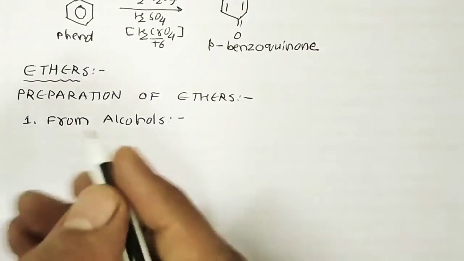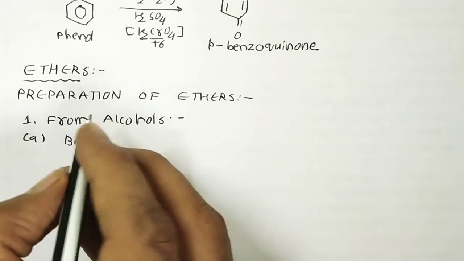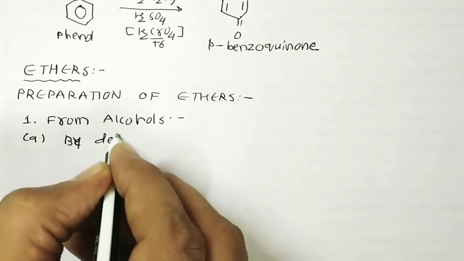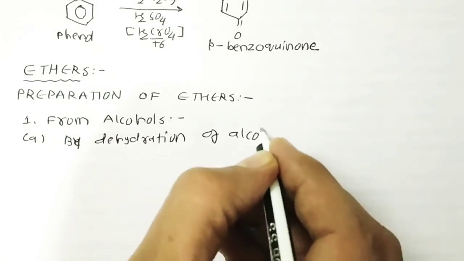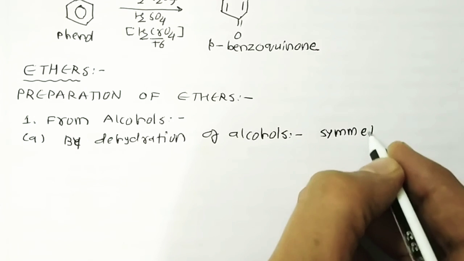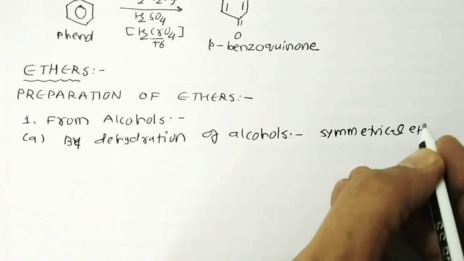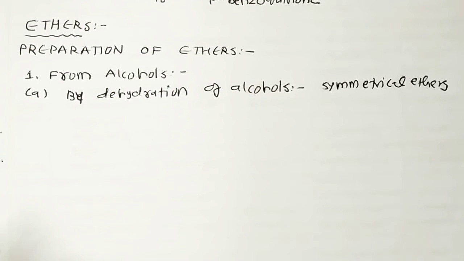From alcohol, our first portion is by dehydration of alcohols. From this method we get symmetrical ethers, which may be prepared by the dehydration of alcohol either in the presence of acid or in the presence of heated alumina. So first we start with the acid catalyzed dehydration.